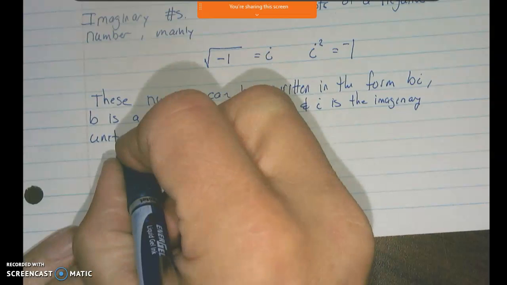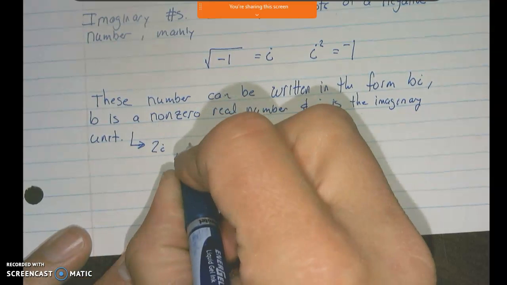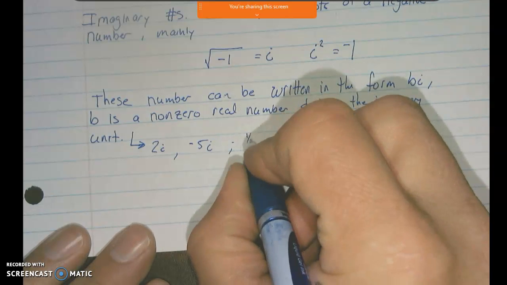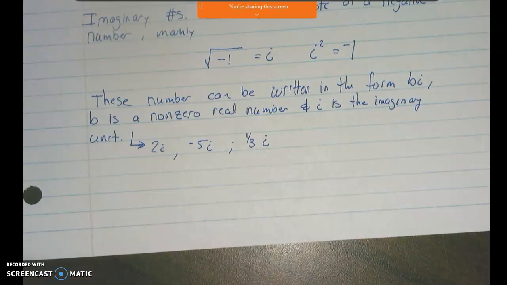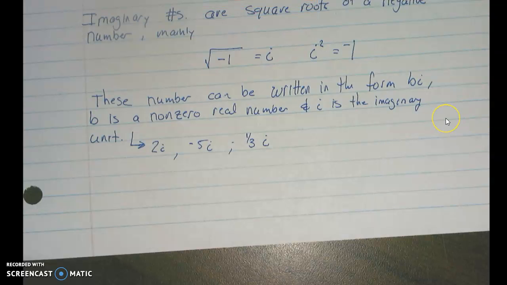So what we're going to be looking at is stuff like this. We'll have like 2i, we can have -5i, and we can have -1/3 i. So here are our b's, all non-zero, right? Because we already know anything times 0 is going to be 0.